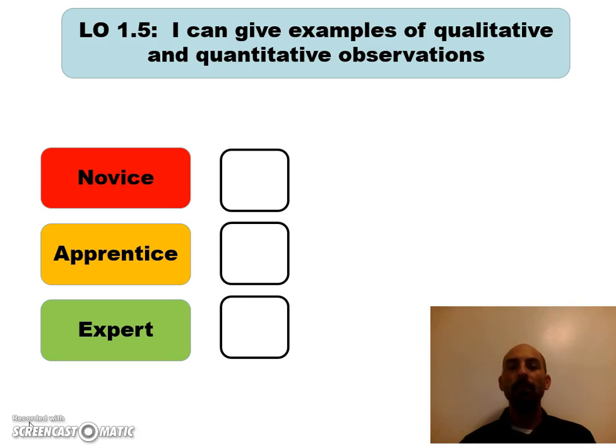Now that you've seen the video, go ahead and assess yourself. Do you feel like you're a novice at identifying qualitative and quantitative observations? Meaning you still feel like you need to put in a lot of time and you're struggling with the difference between the two? Or do you feel like you're an apprentice? Meaning that you're starting to get it, but you still struggle at times? Or do you feel like you're an expert? Now, an expert means that you can teach somebody else the difference between these observations.